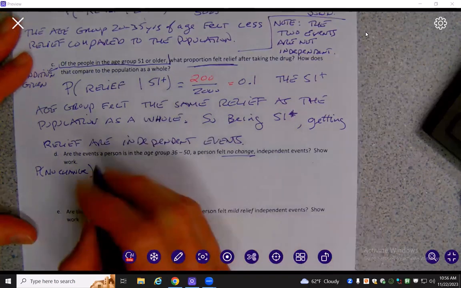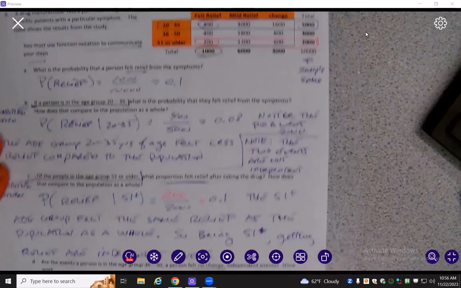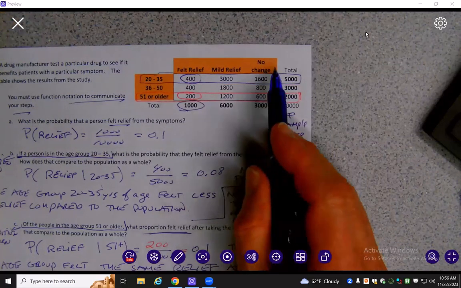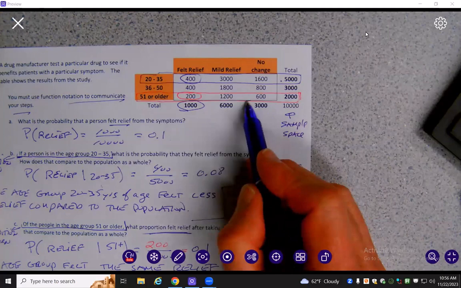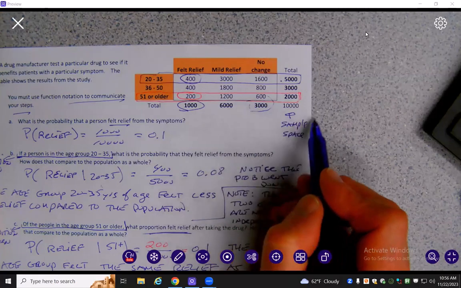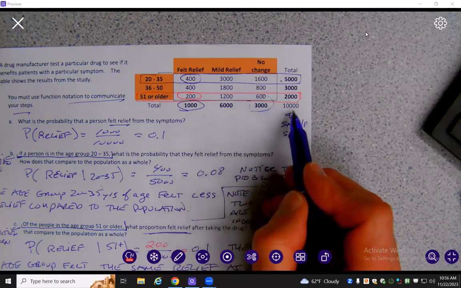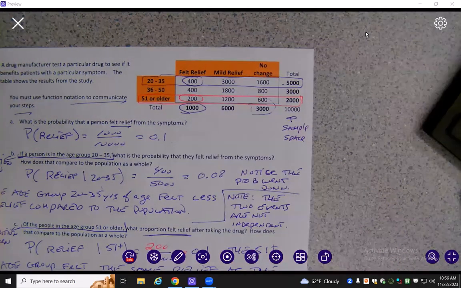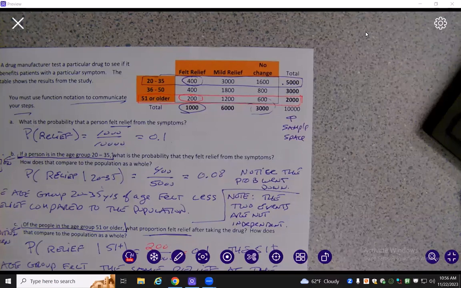So what's the chance of no change? So no change means that here's the group that felt no change, but that question is based on the whole population. There's no condition. Notice the question here has no condition. So it looks like it's going to be 3,000 over 10,000. Okay.